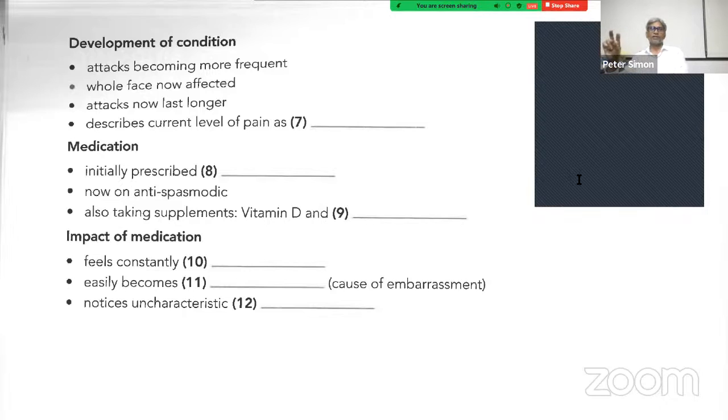Initially prescribed something. Name will come. What type of medication? Initially prescribed what? NSAIDs should be in capital, Rabil, because they are abbreviations. Ibuprofen, small letter. Okay. Initially prescribed paracetamol, NSAIDs, or what else?